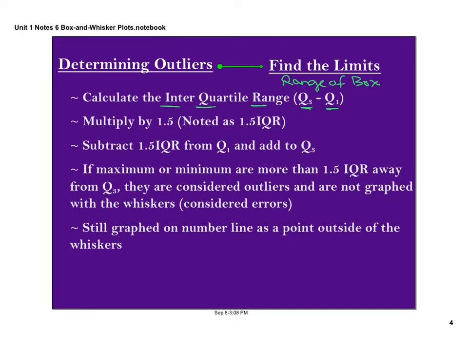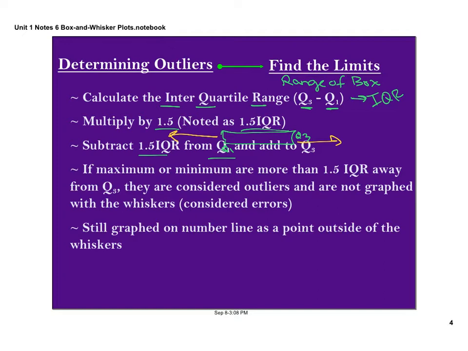Once we find the IQR, you'll see this recorded as IQR quite often. That's how it's labeled. Once you record the IQR, you're going to multiply that IQR by 1.5. It's literally called the 1.5 IQR. Then you subtract it from Q1. So you're basically going from the box out. Subtract it from Q1, because this is where your Q1 will be on the box. This is where your Q3 will be on the box. And you add it to Q3.